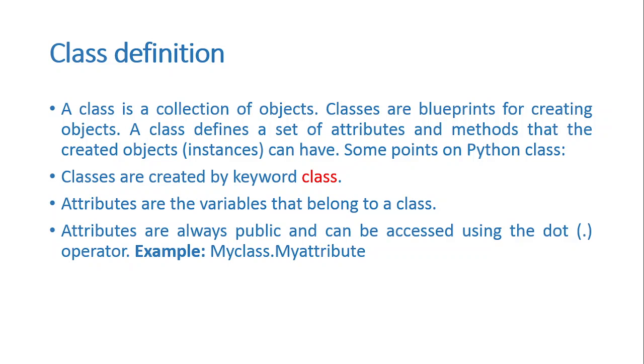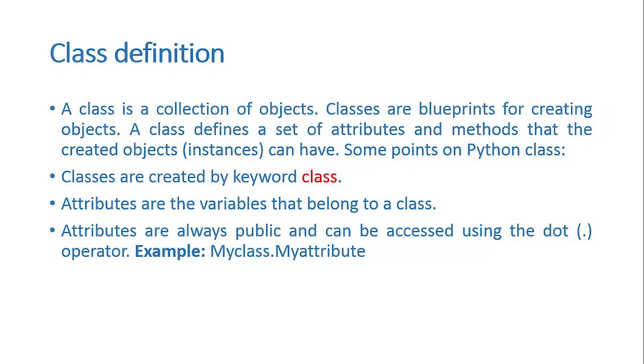How can you create a class? You have to use the keyword class, and the class name is car. All the attributes are by default declared as public, so they can be accessed with the help of a dot operator.